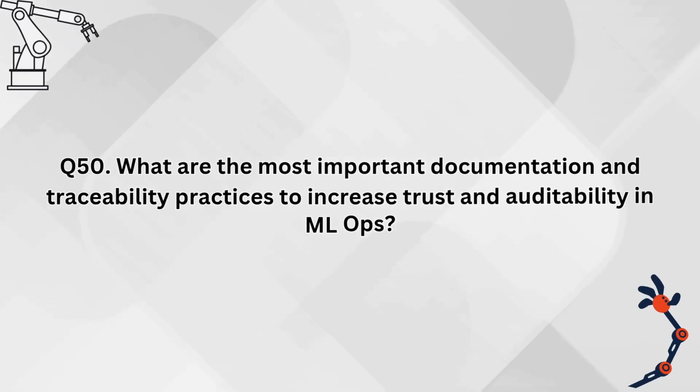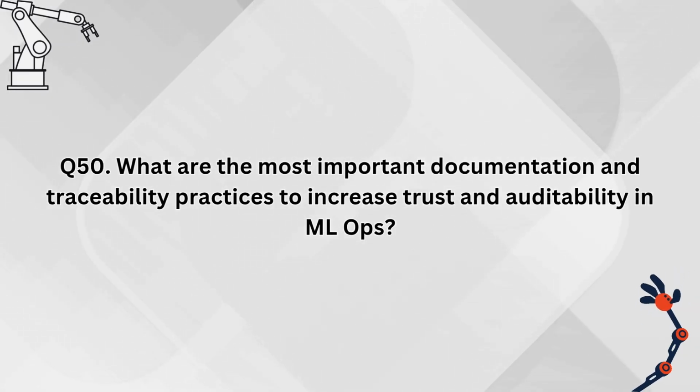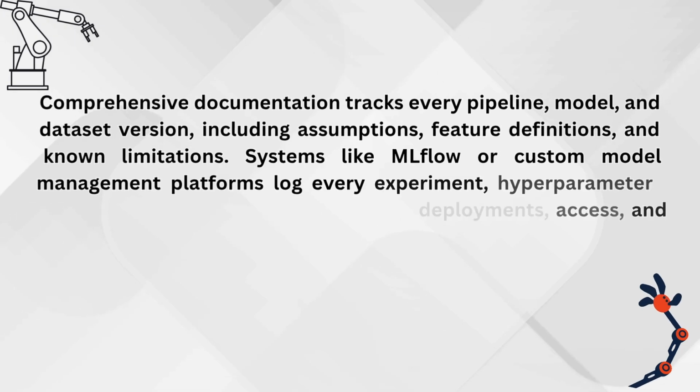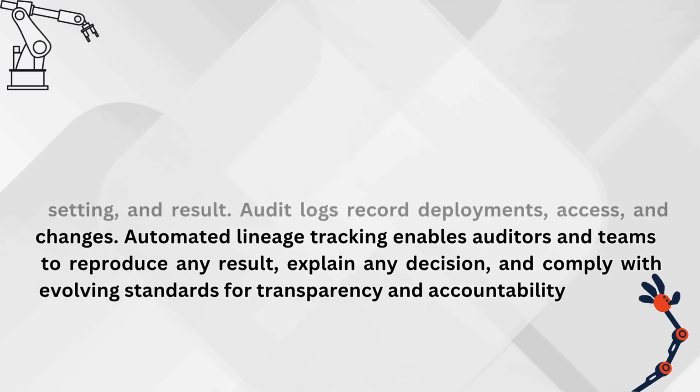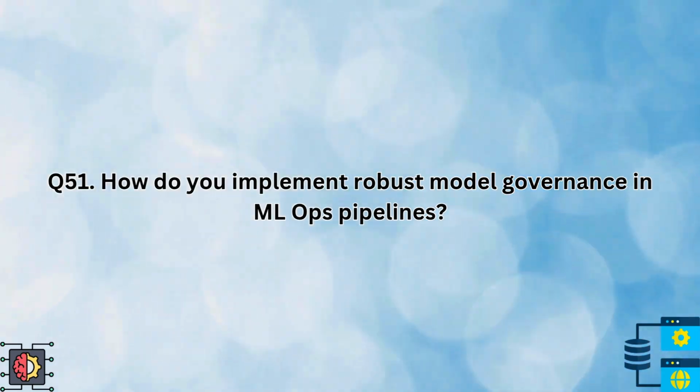What are the most important documentation and traceability practices to increase trust and auditability in MLOps? Comprehensive documentation tracks every pipeline, model, and dataset version, including assumptions, feature definitions, and known limitations. Systems like MLflow or custom model management platforms log every experiment, hyperparameter setting, and result. Audit logs record deployments, access, and changes. Automated lineage tracking enables auditors and teams to reproduce any result, explain any decision, and comply with evolving standards for transparency and accountability.